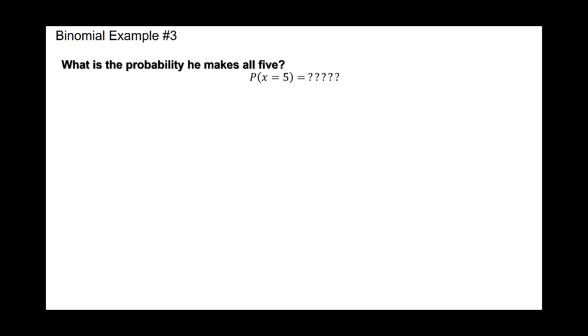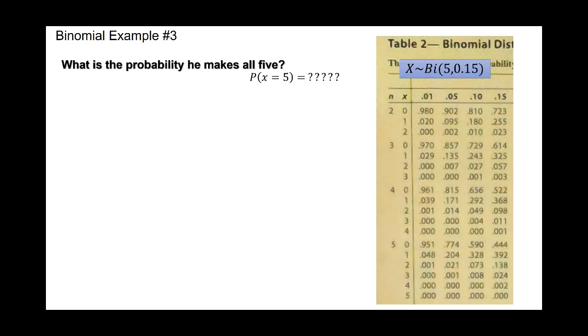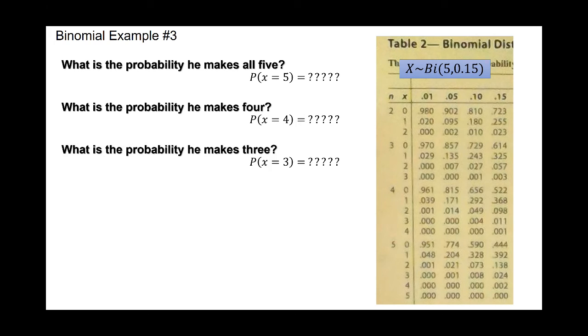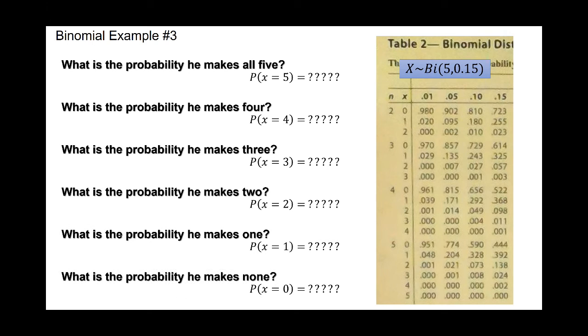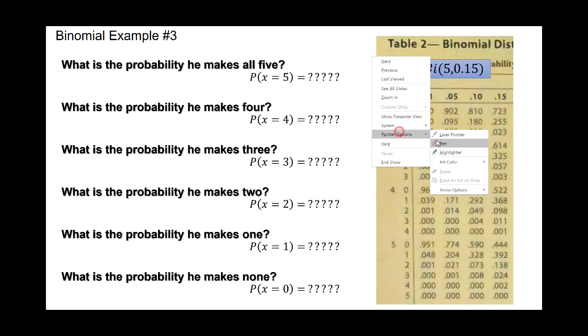So what is the probability he makes all 5? What is the probability he makes 4? What is the probability he makes 3? What is the probability of 2? 1? 0? All of this stuff is contained right in the binomial distribution table.